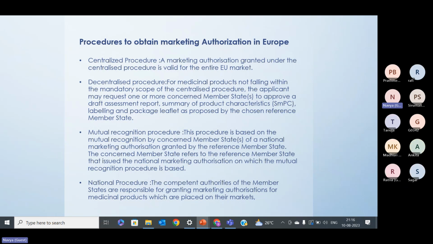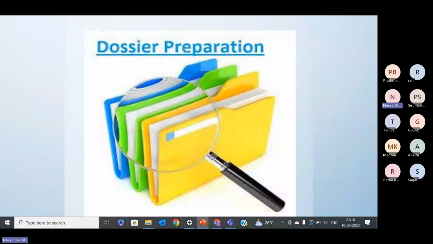And in the centralized procedure, once we get a grant of CP, we can sell a product anywhere in the European countries. So this is how you can register your product in Europe. Okay. Now, once I understand what I have registered, what is dossier preparation?